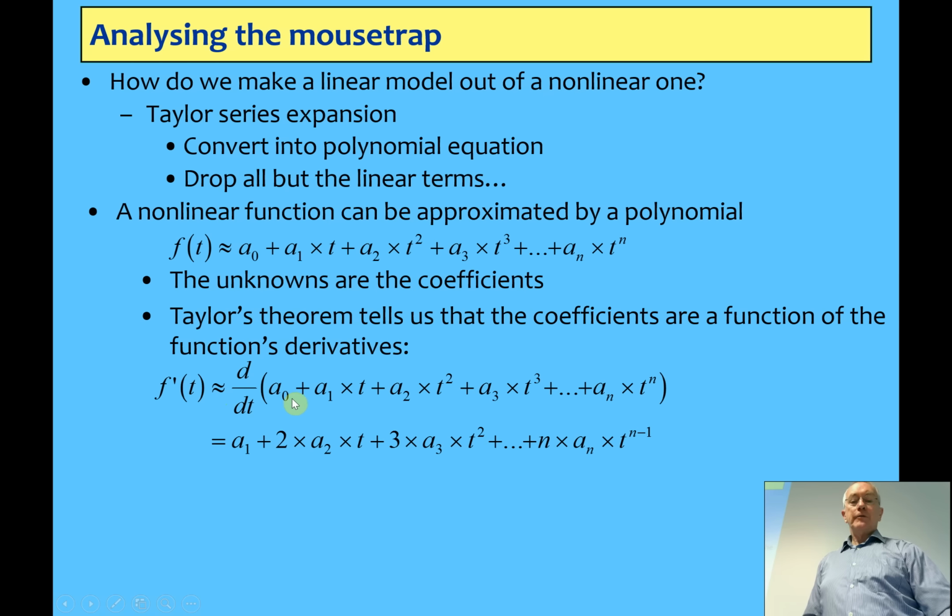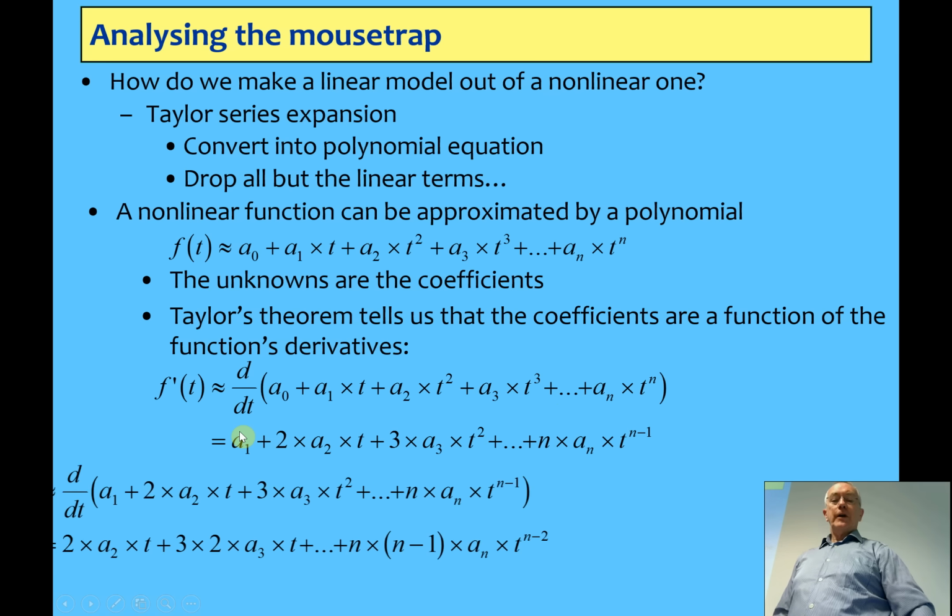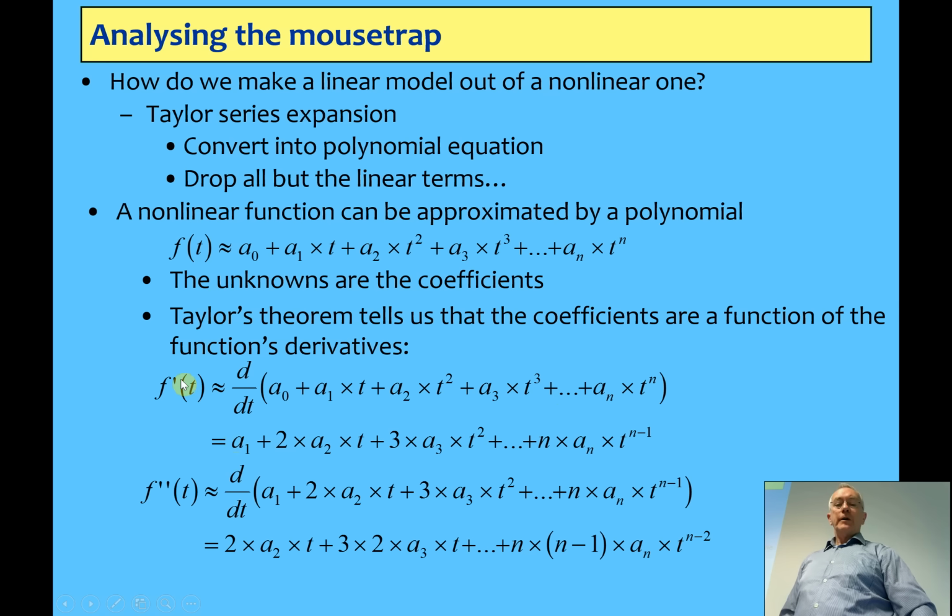So the first differential, a0 drops off. I get a1 on its own, the t drops off. I'm going to get 2 times a2, because I'm differentiating a t squared with respect to t, so I get 2 times t out of that. Here I'm going to get 3 times t to the power of 2, etc., etc. So having done that, I've now got a1 coming out, okay?